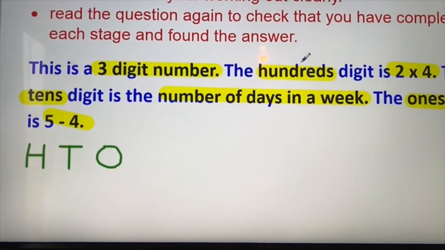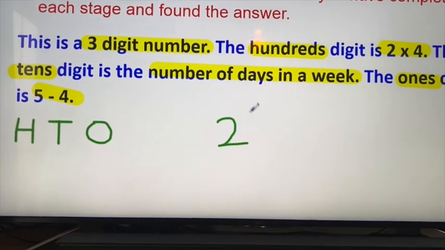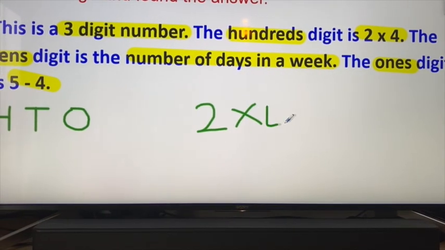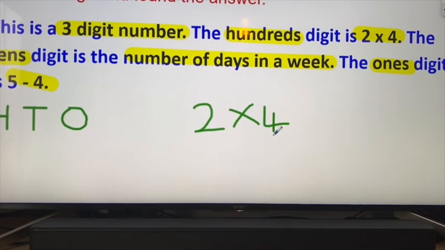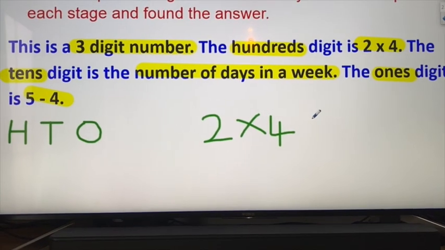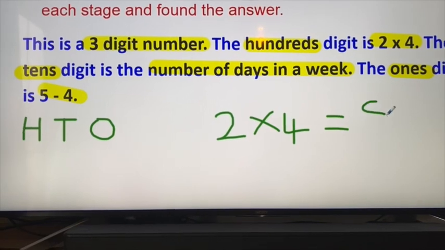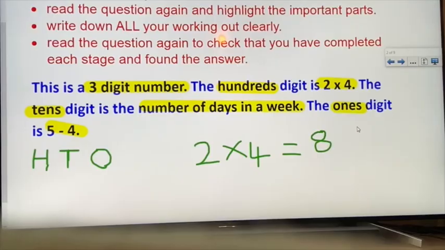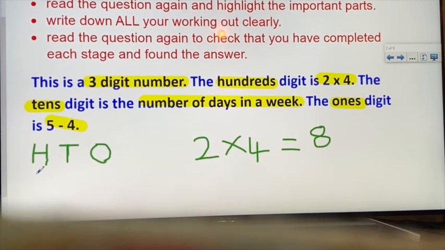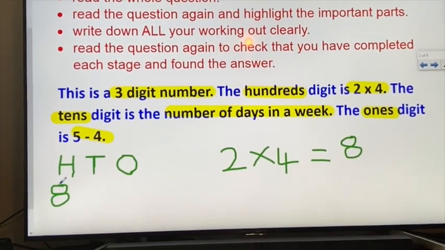The hundreds digit is 2 times 4. I am going to write my working out clearly so that my teacher can see and so that I can keep my thoughts organised and my stages clear. 2 times 4 is, exactly, 2 times 4 is 8. Right, so that's the first part. So we can write the 8 straight away in our hundreds column. First part of our answer.